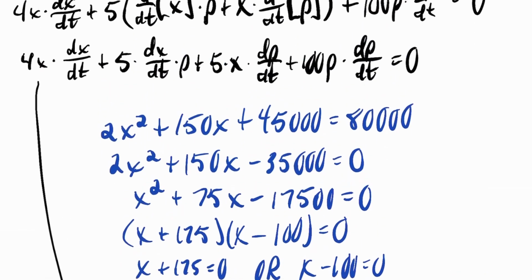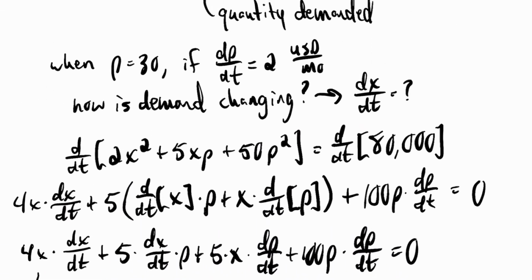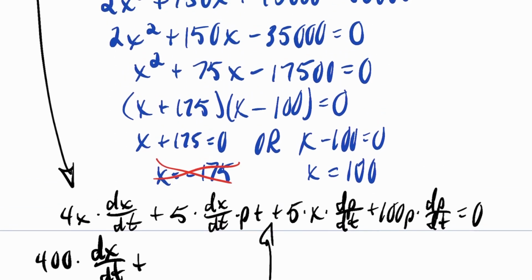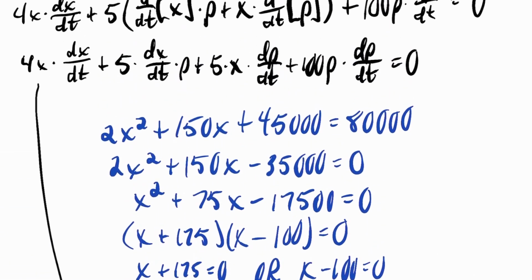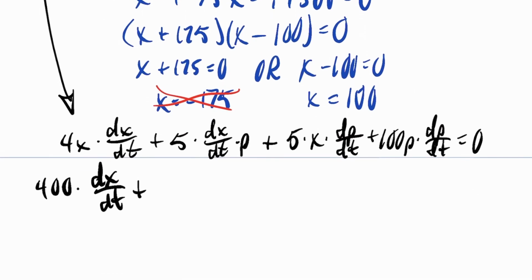Okay, so now I can plug in numbers. 100 for x. I can plug in 2 for dp dt and 30 for p. So 100 for x. So 400 times dx dt, which again, that's the thing we're looking for. That's why we don't have a number for it. Plus 5 times 30, so 150. And I think I have a mistake here. I put a plus twice. Okay. Plus 150 dx dt. Again, the 150 is from the 5 times p, which is 30.